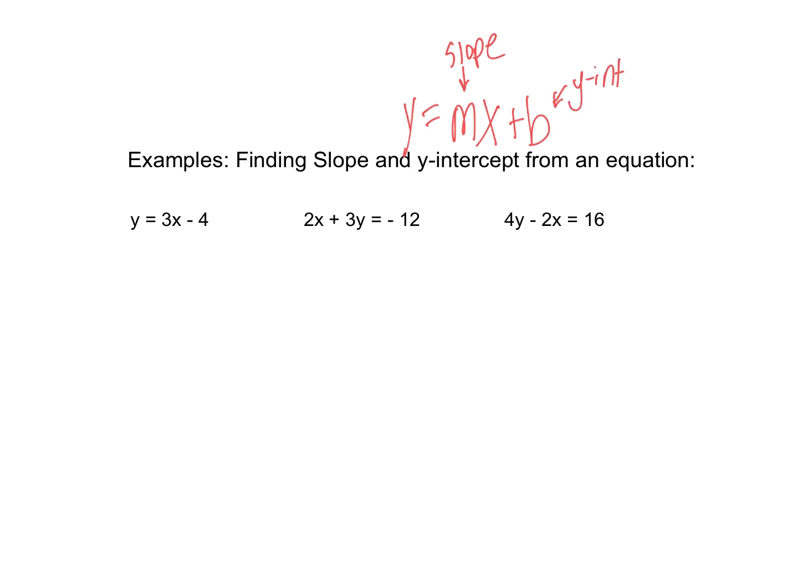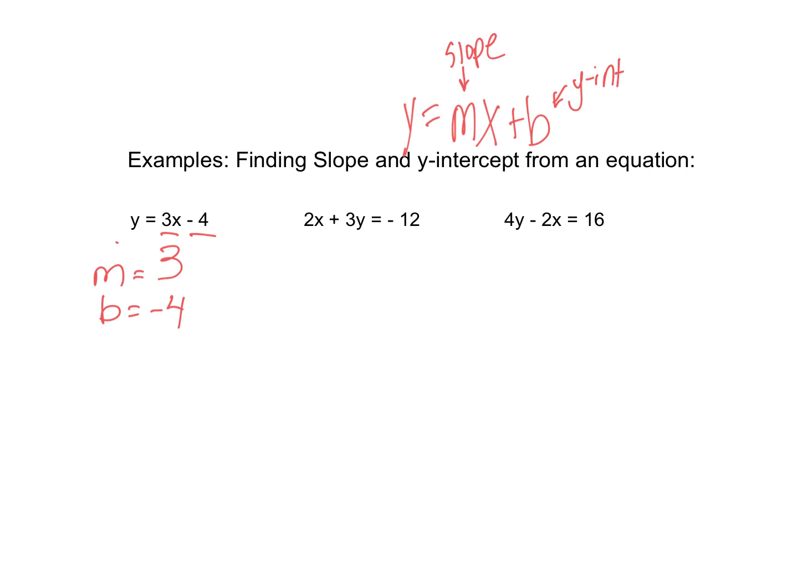So look at this first equation. The first equation is already in slope-intercept form, and I know that because my y is by itself, and I have an mx term and I have a b term over here. So because I know that, I can identify my slope and my y-intercept automatically. The m is the one with the x, the 3. The b is the one by itself, negative 4. There's no work to do on that. We can just see it and know it.